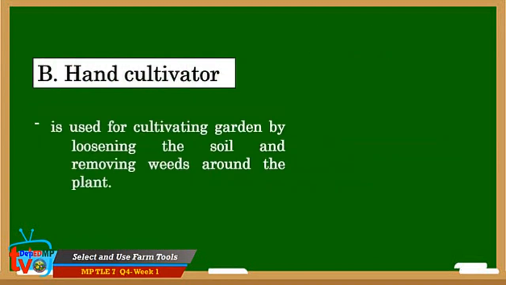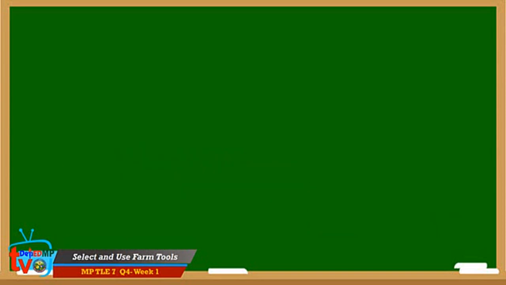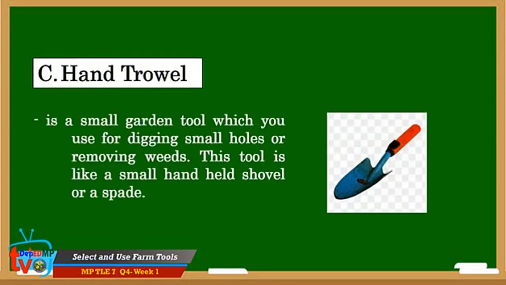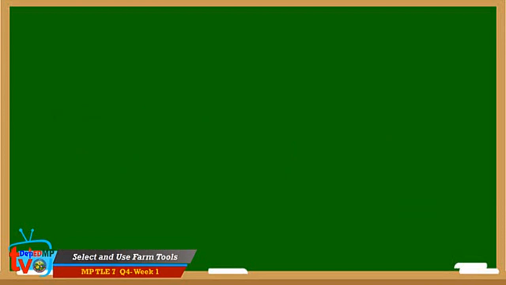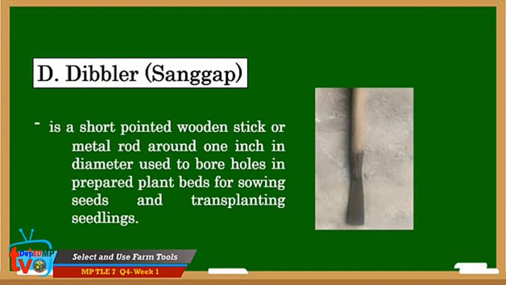Next, we have the hand cultivator. It's used for cultivating garden by loosening the soil and removing weeds around the plant. Hand trowel is a small garden tool which you use for digging small holes or removing weeds. This tool is like a small handheld shovel or a spade. Dibbler or sanggap is a short pointed wooden stick or metal rod around 1 inch in diameter used to bore holes in prepared plant beds for sowing seeds and transplanting seedlings.